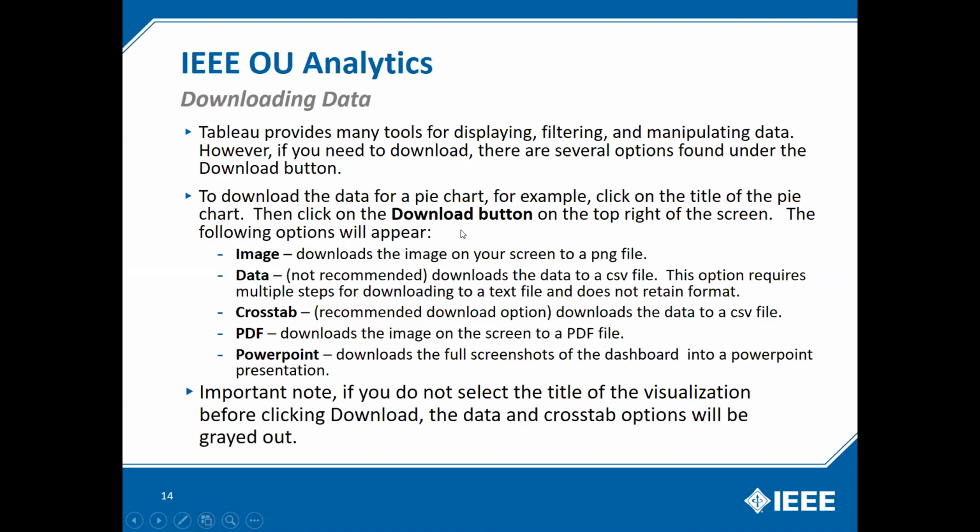If it's a pie chart you want to download, you need to click on the title of that pie chart. If it is a table you want to download, every table has a column header where you can see all the different columns of information. You need to click within that gray area, that column header, because by clicking on these visualizations, this is how Tableau knows what to download.